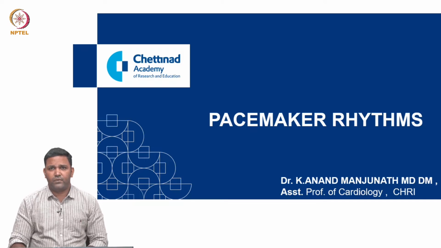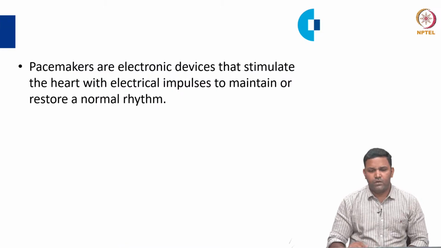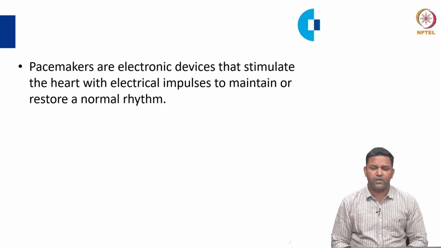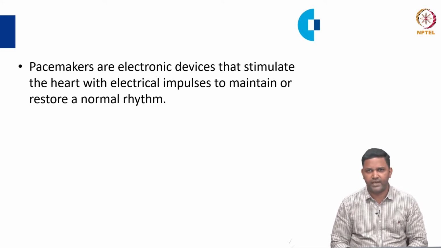So today we will be talking briefly about the pacemaker rhythms. So what is a pacemaker? Pacemakers are electronic devices that stimulate the heart with electrical impulses to maintain or restore a normal rhythm. Normally, the heart has its own pacemaker, which is the SA node. When the SA node fails to generate an impulse, or if the impulse is not conducted to the AV node, or the AV node has some intrinsic defect which cannot pass on to the ventricles, then the patient will have symptomatic bradycardia, and that is the time we will need a pacemaker.